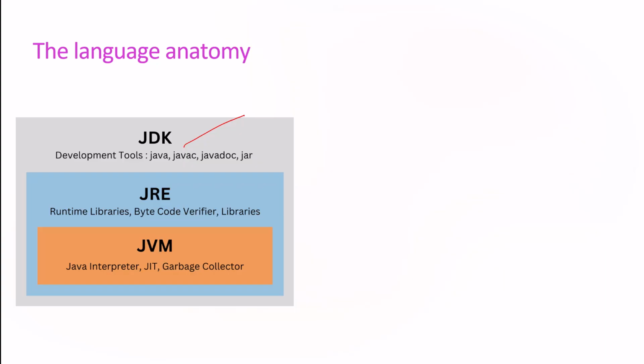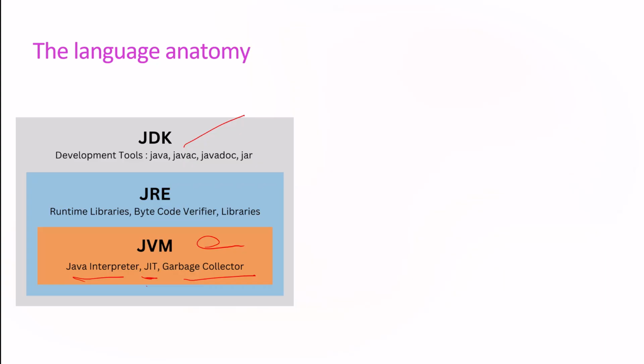Then the most crucial part is the JVM. It is this JVM technology that helps your program run on any platform. There is the Java interpreter, the just-in-time compiler, JIT, and there's also the garbage collector in there. There are other features as well, but these are the most crucial ones in this particular layer at the JVM part.